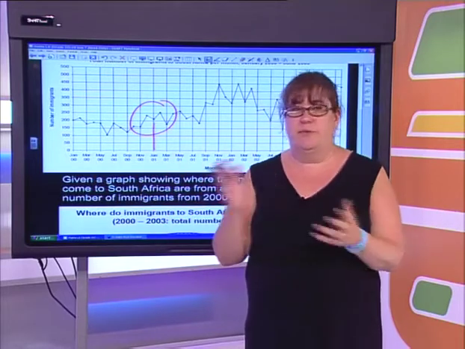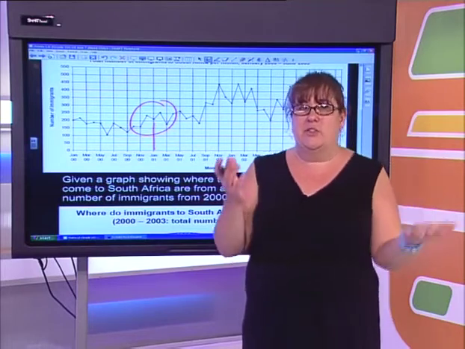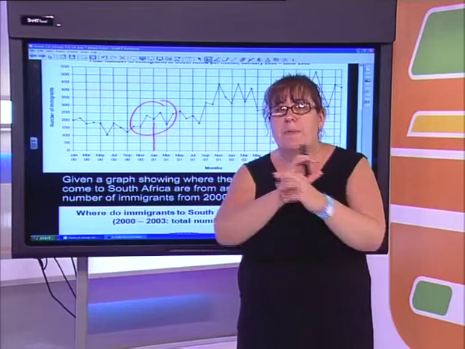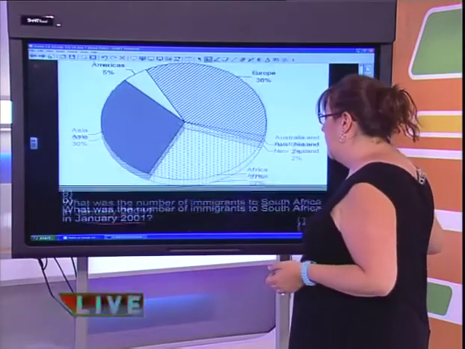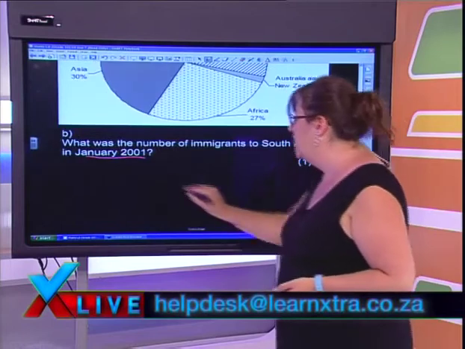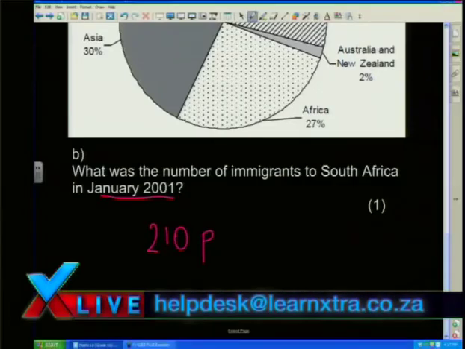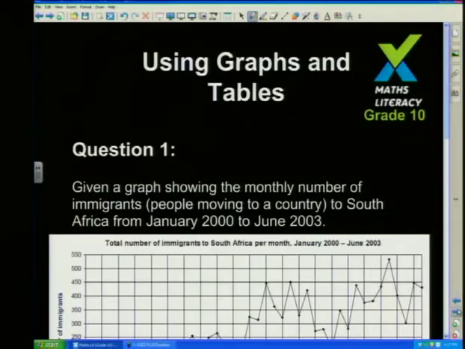They would not accept 225. We can see it's less than half. But I think anywhere between 205 and 220 would probably be acceptable. I'm going to go about 210. That's what I talk about with guesstimates, an educated one. So we've got 210 people that immigrated to South Africa in January 2001. Let's move on.